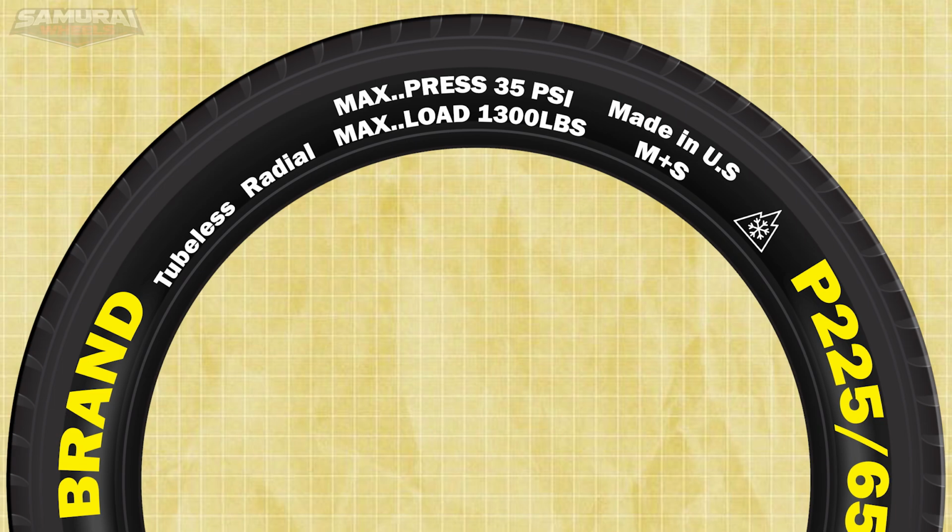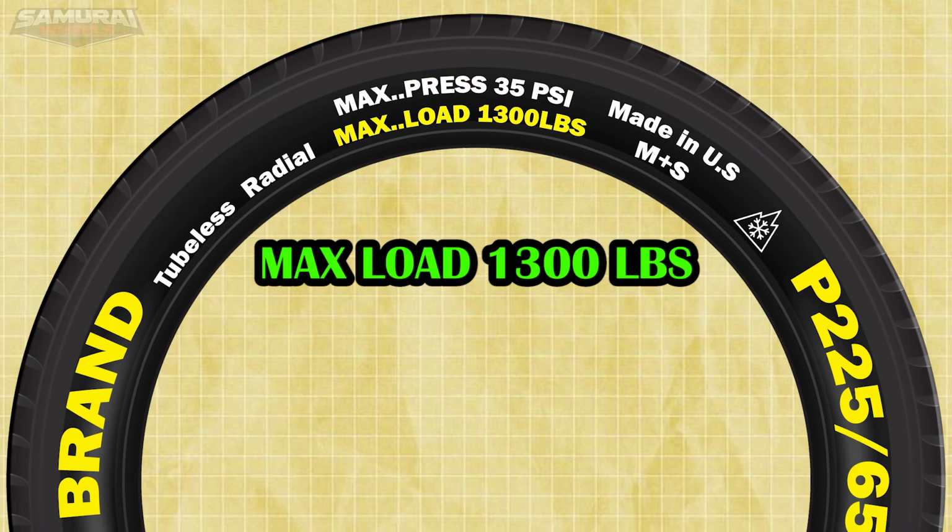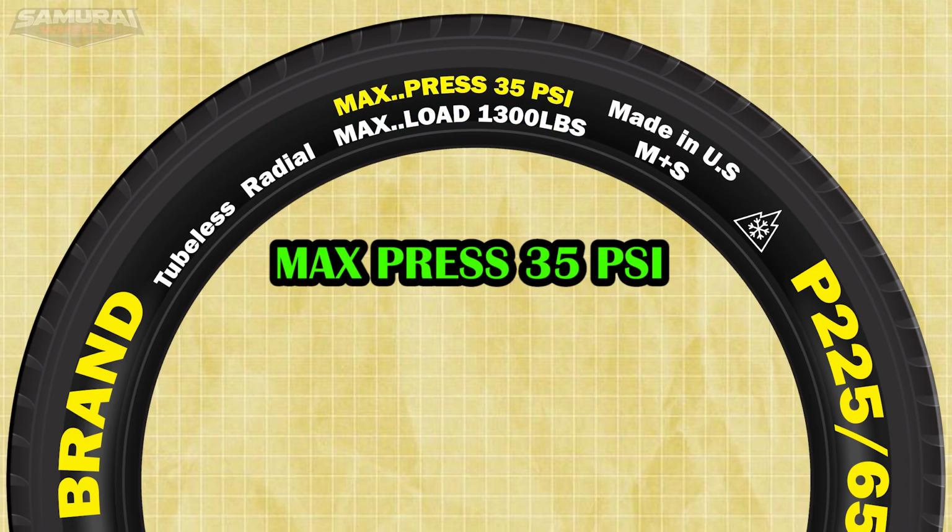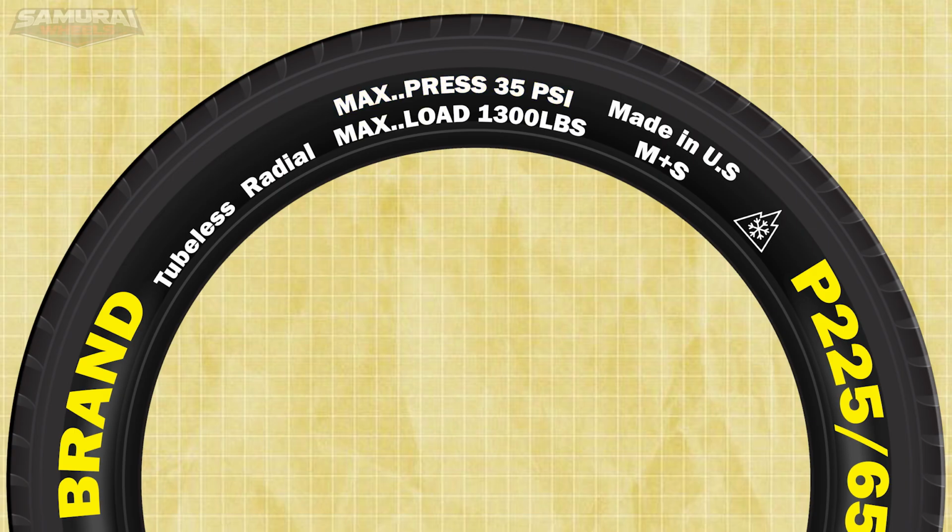On some other tires, you can also see this kind of markings. These are practical, real-world usage limits printed on the tire for the user's reference. Max load, 1,300 pounds: maximum weight that one tire can support when inflated properly. Max press, 35 pounds per square inch: maximum safe air pressure the tire can be inflated to when cold. These are not coded and instead give immediate usable numbers for inflation and loading.